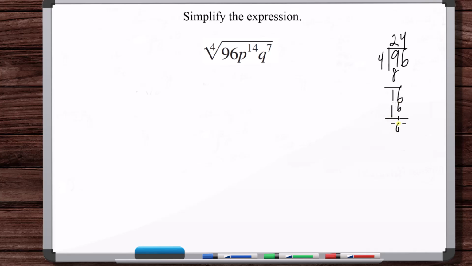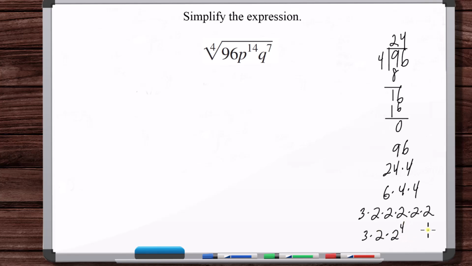Okay, so all right, let's see, 96 should be divisible by 4. Yeah. So 96 is 24 times 4. That's 6 times 4 times 4. So that's 3 times 2 times 2 times 2 times 2 times 2. So it's 3 times 2 times 2 to the 4th. Okay, so let's see. We've got 6 times 2 to the 4th times, and then we're going to have p to the 12th times p squared times q to the 4th times q cubed.